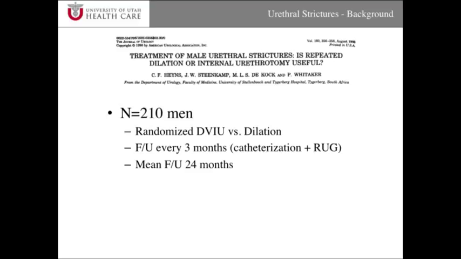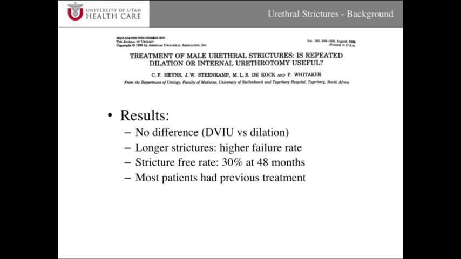Unfortunately, we now know that these procedures are rarely successful. This is a paper from South Africa that was published back in the 1990s, and it's really one of the best papers on urethrotomy or the internal cutting procedures. And they took 210 men and they followed them. They did either the internal cutting or dilation. They found no difference between the two. And every 3 months they did catheterization and also this retrograde urethrogram. They followed the men on average for 24 months.